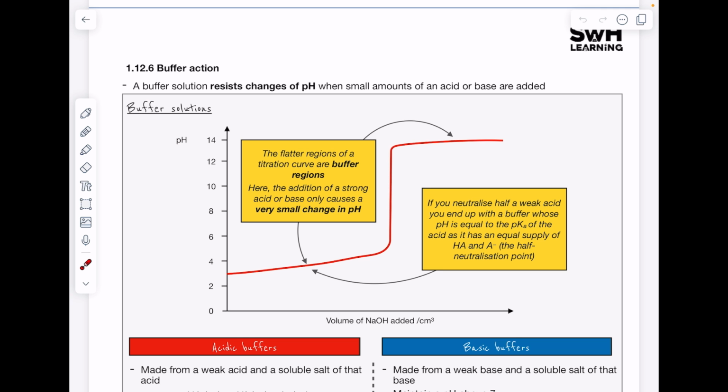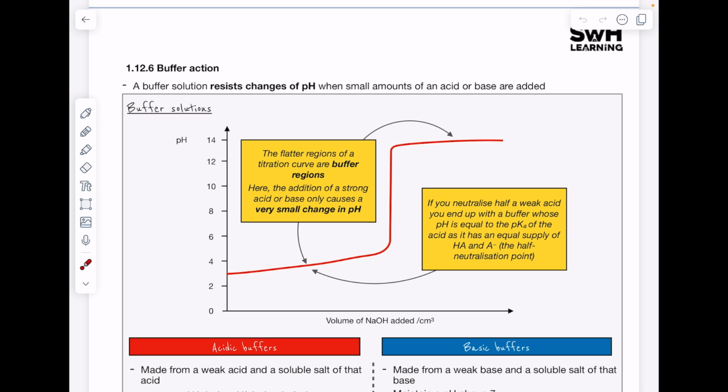So here we are monitoring the pH changes of a buffer solution when we add a strong base such as sodium hydroxide. Now these flatter horizontal regions of the titration curve represent the buffer regions. And here you can see as you increase the volume of your strong base, there's only a very small change of pH, so it's acting perfectly well as a buffer.